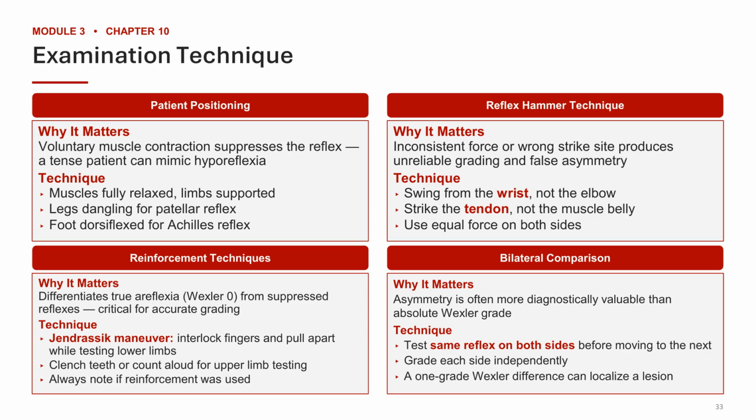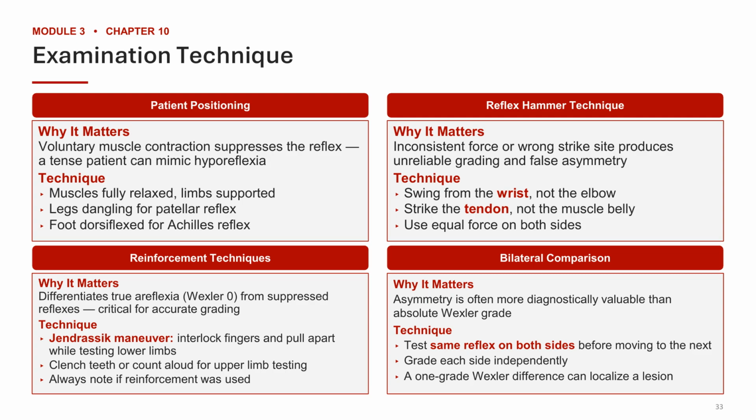Reflex hammer technique: why it matters. Inconsistent force or the wrong strike site produces unreliable grading and false asymmetry. What to do? Swing from the wrist, not the elbow. The force comes from a pendulum swing, not a thrust. Strike the tendon, not the muscle belly, and use equal force on both sides because you are about to compare them.